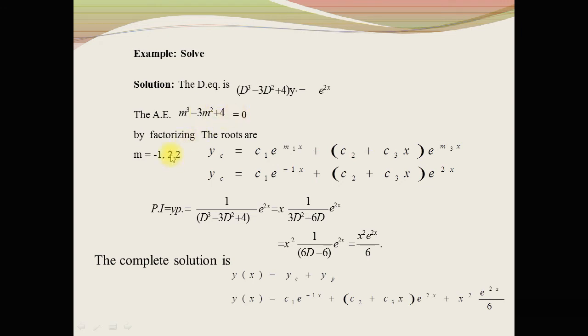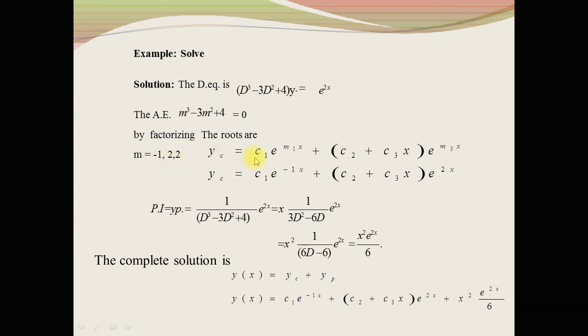Now putting 2 again: 2 power 3 means 8, 8 and 4 is 12, and 2 power 2 means 4, 4 multiplied by minus 3 is minus 12, plus 12 minus 12 is equal to 0. So the other roots will be repeated, like minus 1 or 2. Minus 1 is repeated or 2 is repeated. So this equation has three roots: minus 1, 2 and 2.